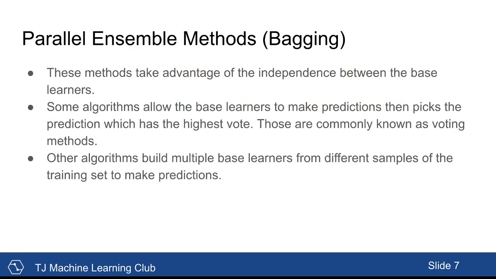These methods are a little bit different. You could think of them as a sort of democracy, where the different methods take advantage of the independence between the base learners. So each algorithm isn't really connected to the others. These algorithms allow the base learners to make predictions, and then the outputs from these different models are voted on, or the most common output becomes the overall output of your model.